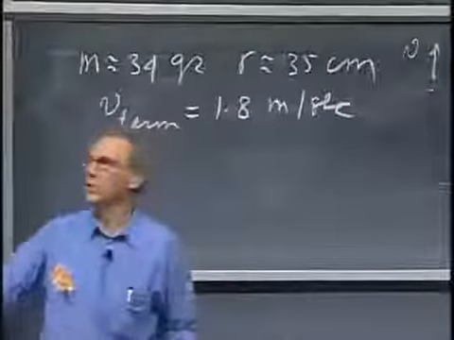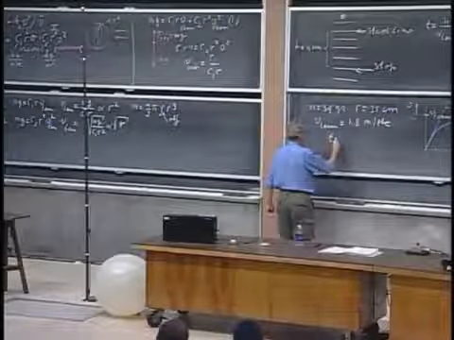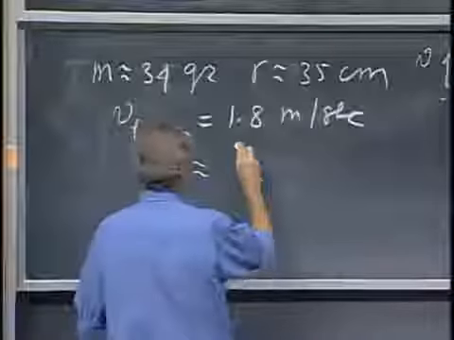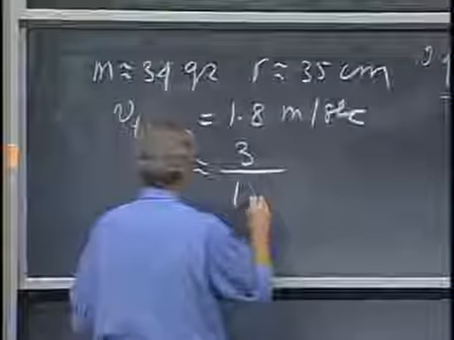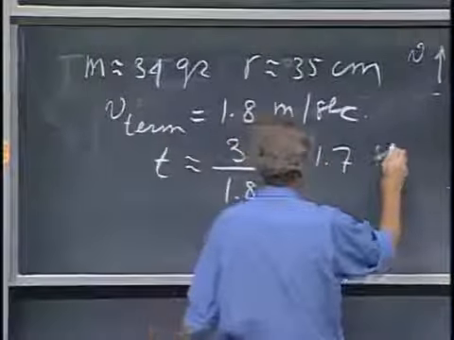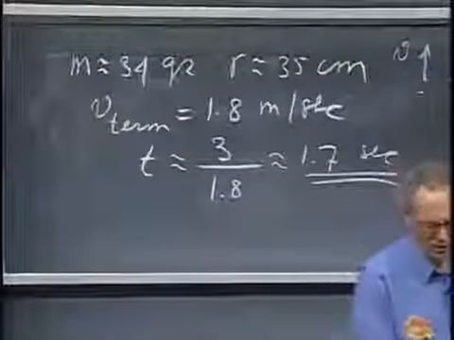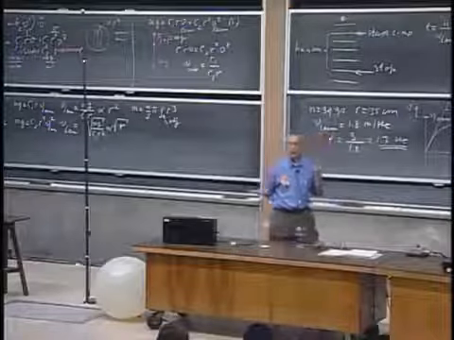So if I drop it from a height of 3 meters, which I'm going to do, then you would think that the time it takes to hit the floor would be about my 3 meters divided by 1.8 meters per second, which is about 1.7 seconds. That's not a bad approximation. However, it will, of course, take longer.